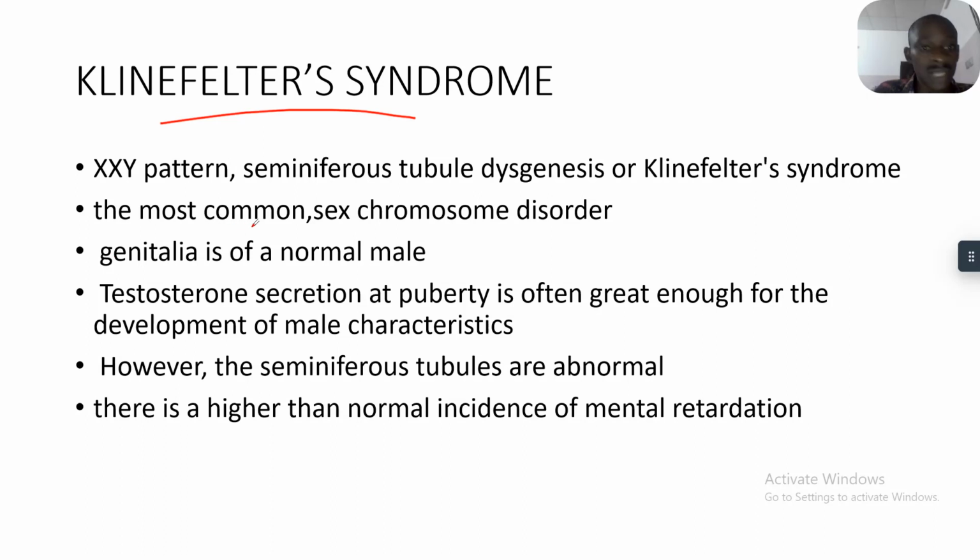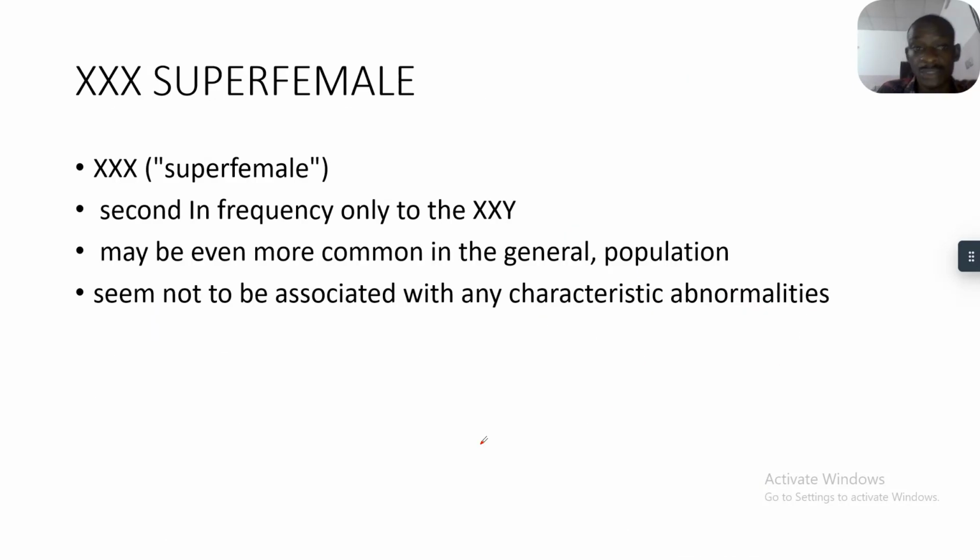It is the most common sex chromosome disorder. Genitalia is that of a male. That's an XXY, 47. Testosterone secretion at puberty is often great enough for the development of male characteristics. However, the seminiferous tubules are abnormal, and there is a higher than normal incidence of mental retardation.